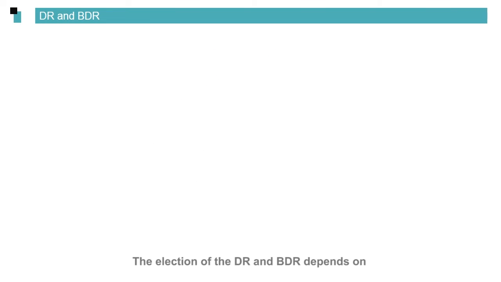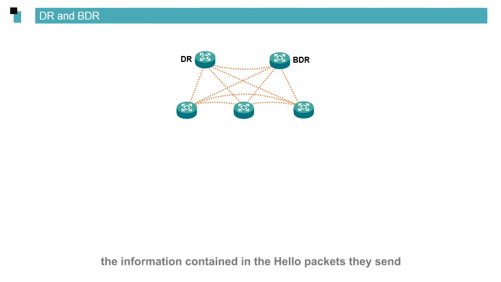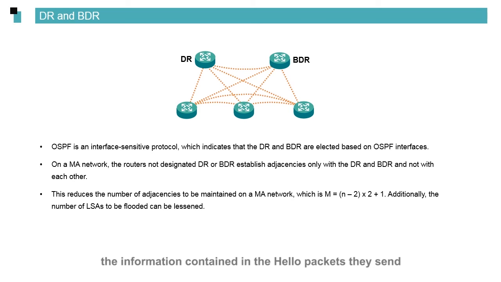The election of the DR and BDR depends on the information contained in the hello packets they send. First, the interface priorities of different routers are compared. The larger value indicates a higher priority. Second, if the interface priorities are the same, the OSPF router IDs are compared. Pay careful attention to the following aspects.